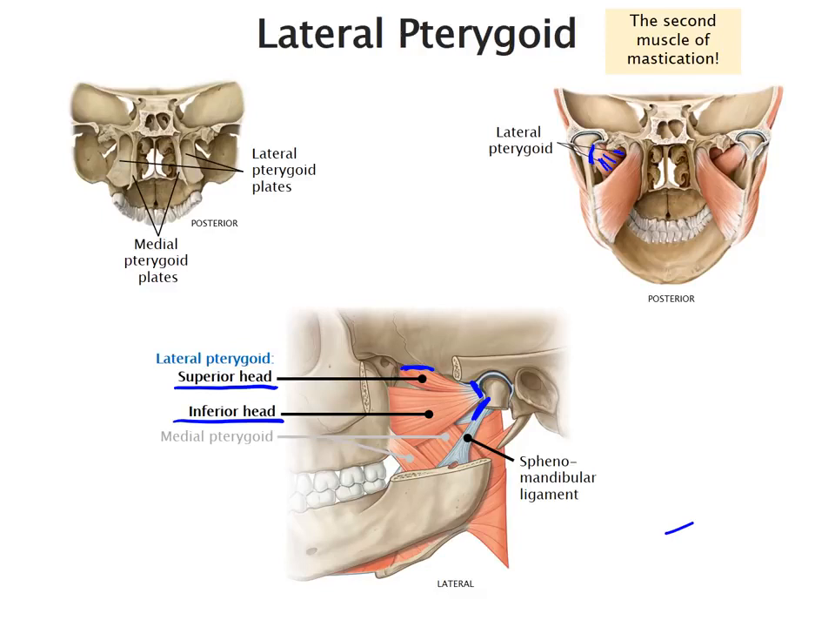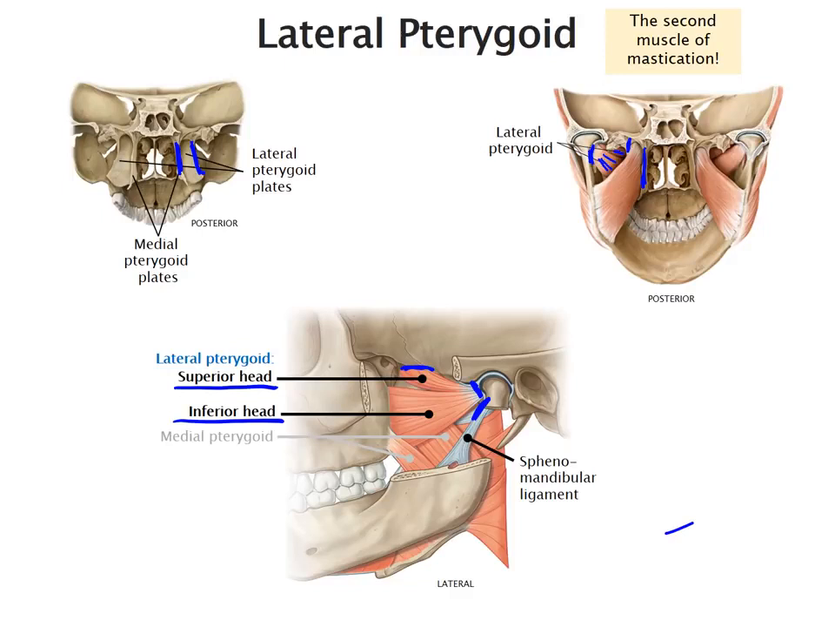Also notice from this perspective, there are 2 plates, the medial and lateral pterygoid plates. This is the medial plate here, and here's the lateral plate. In the image to the right, here is the medial pterygoid plate, and here is the lateral pterygoid plate. Therefore, the lateral pterygoid muscle, the inferior head that is, attaches from the lateral aspect of the lateral pterygoid plate to the neck of the mandible.